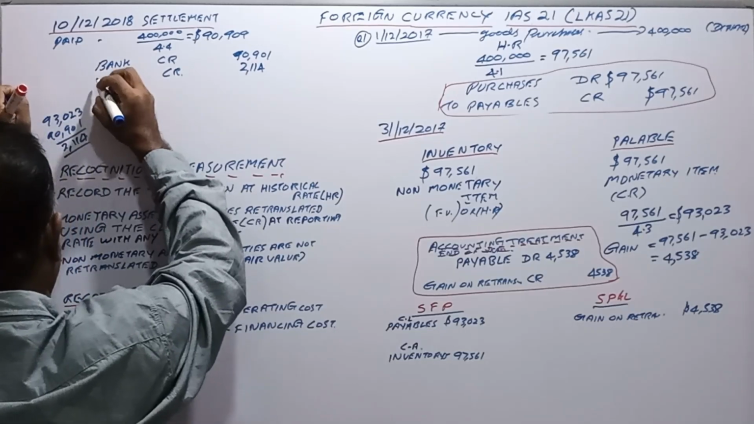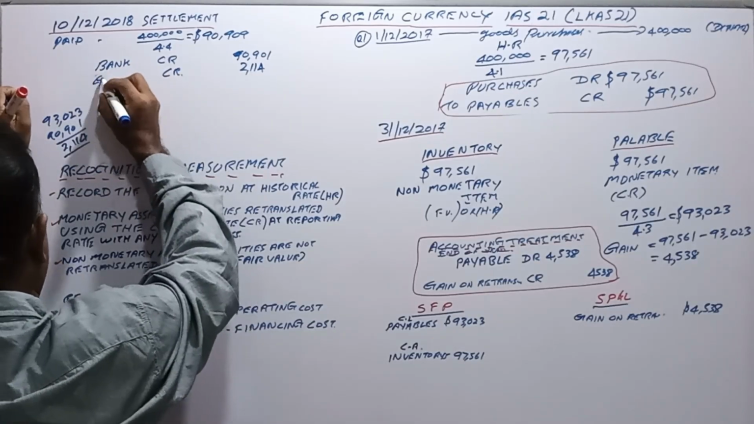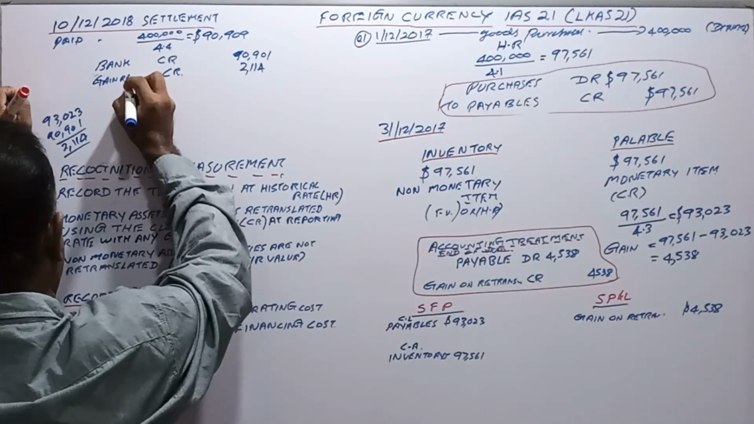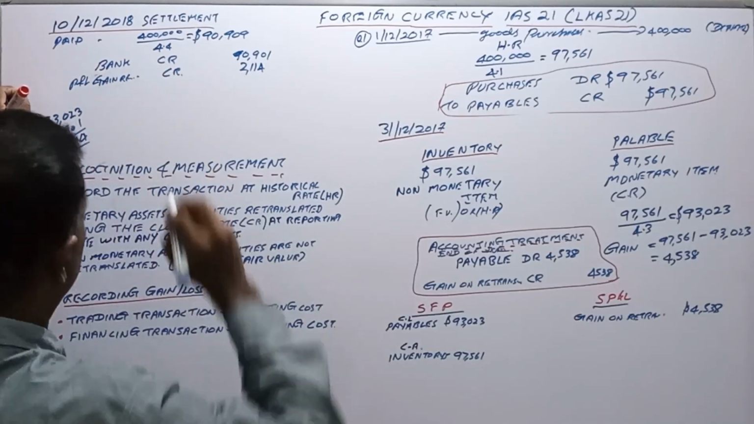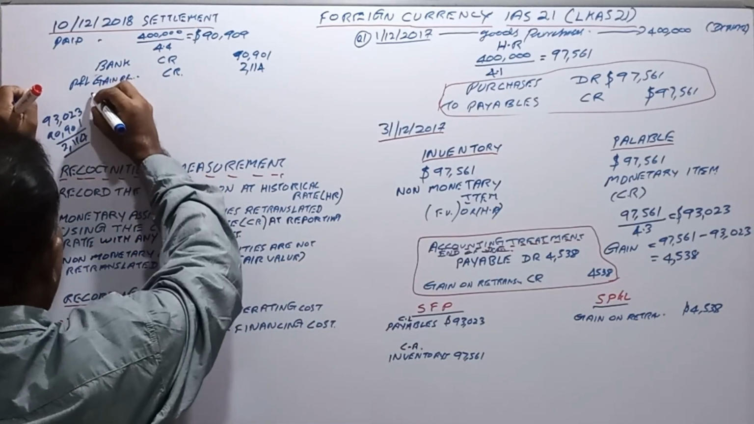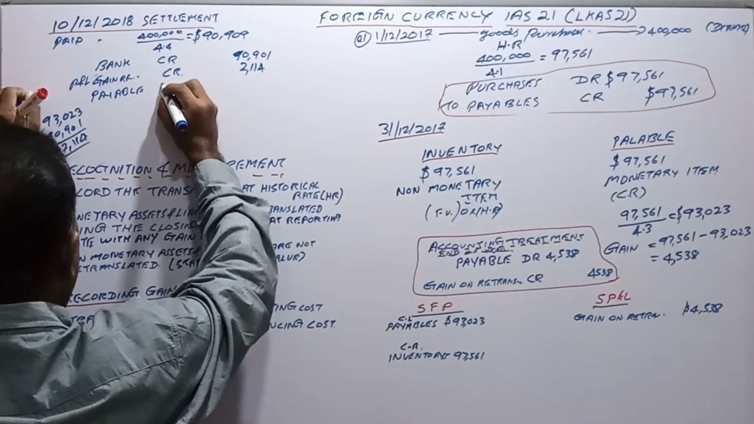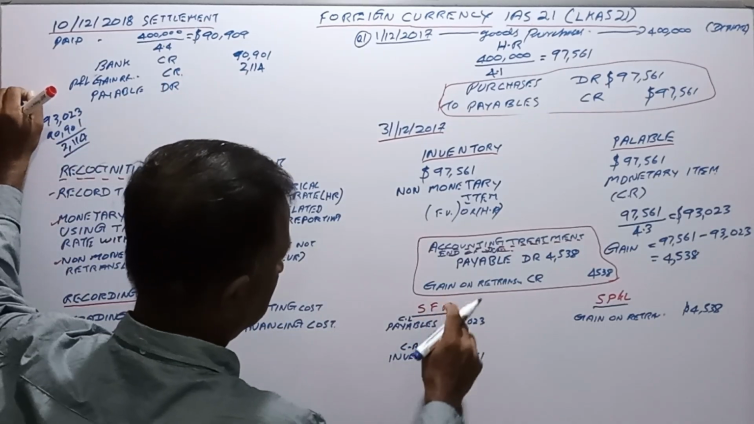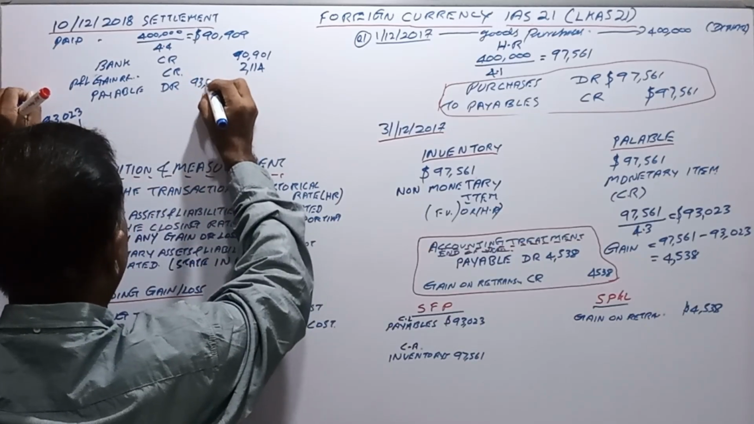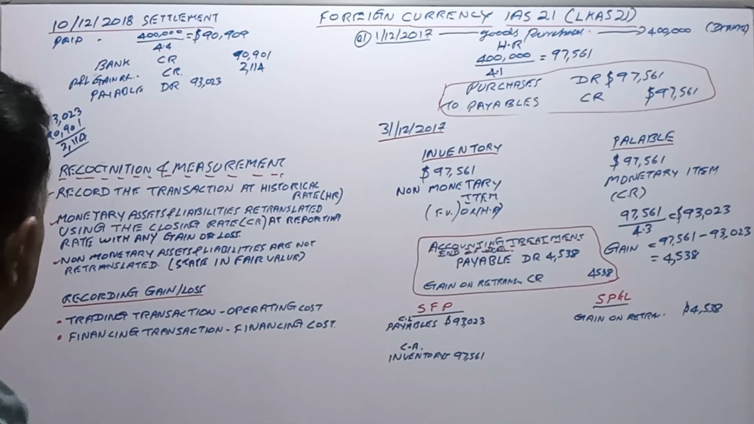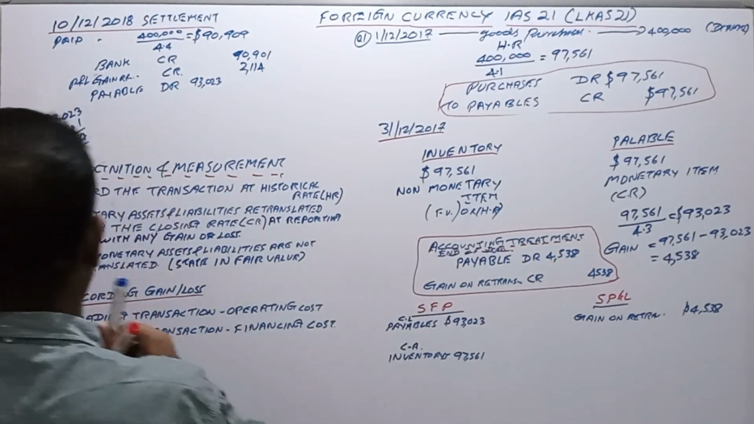Profit and loss, saying gain on retranslation, right? Gain, P&L, right? And payable debit. Payable will be debited 93,023. This is the journal entry. This is the journal entry gain, right?